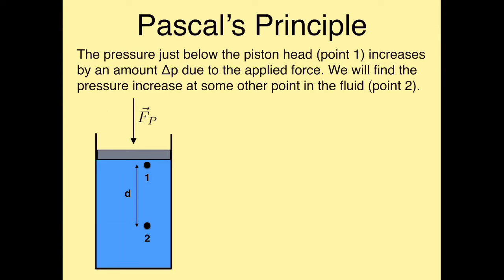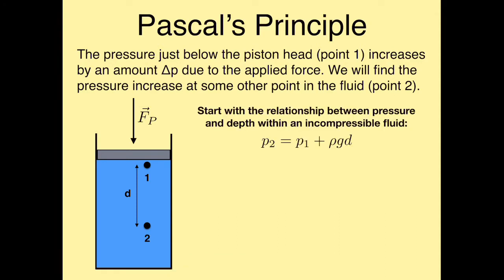Okay, so what we've shown so far is that the pressure just below the piston head in the fluid that's directly in contact with the piston is going to increase because of this applied force. So let's say the amount of pressure increase is delta P. If we call a point just below the piston head point 1, let's find the pressure increase at some other point, which is a depth d below that, which we'll call point 2. So let's find the pressure increase over here at point 2.